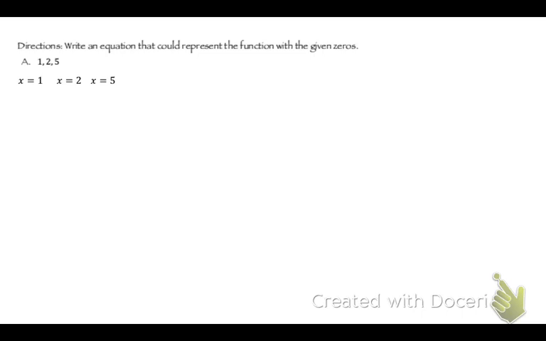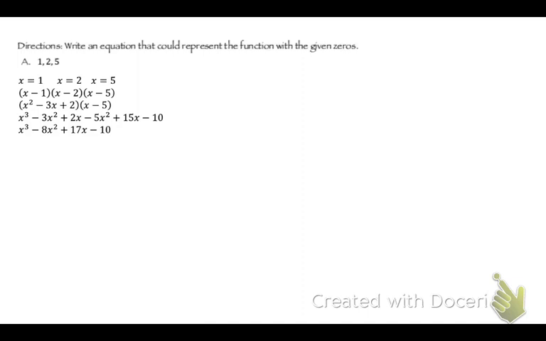Well, let's just put these into their factors. So that's going to be x minus 1, x minus 2, and x minus 5. And then we're going to multiply them out. So if we multiply those first two, you get x squared minus 3x plus 2. So I just multiplied x minus 1 and x minus 2. Now I'm going to multiply that to the x minus 5. And you get x cubed minus 8x squared plus 17x minus 10.